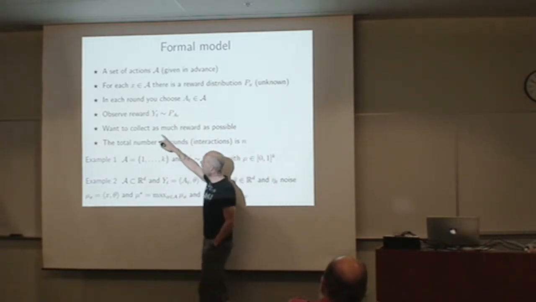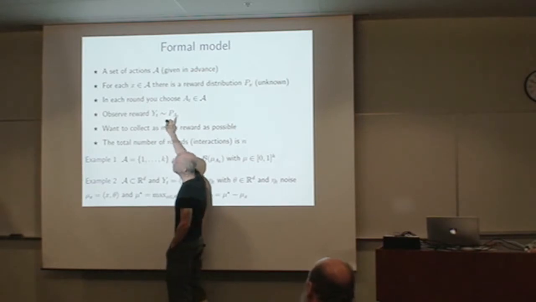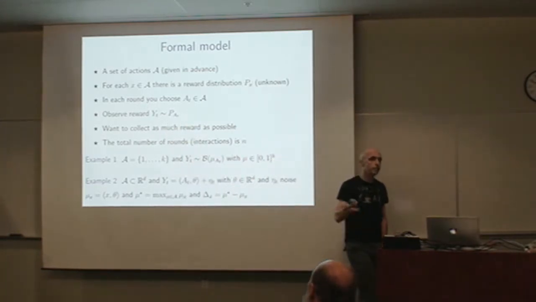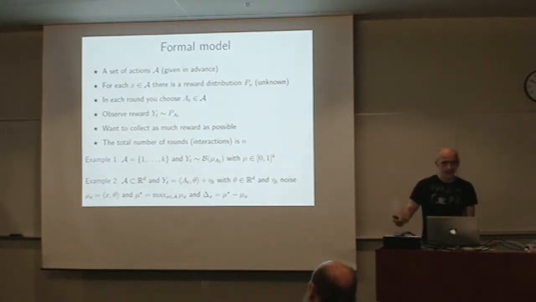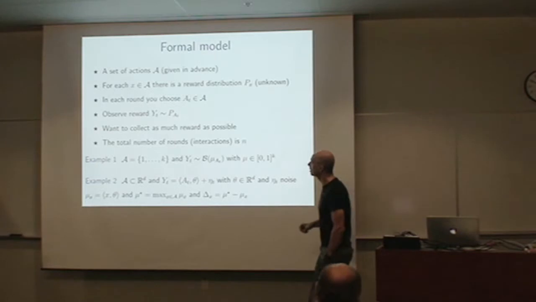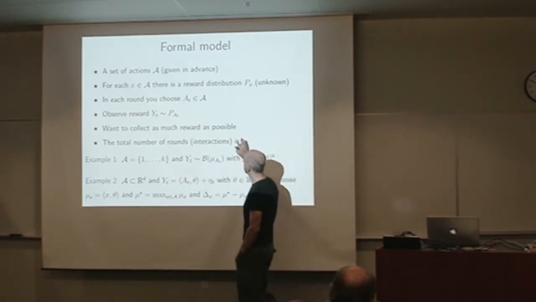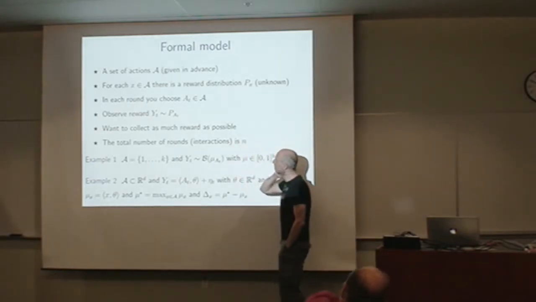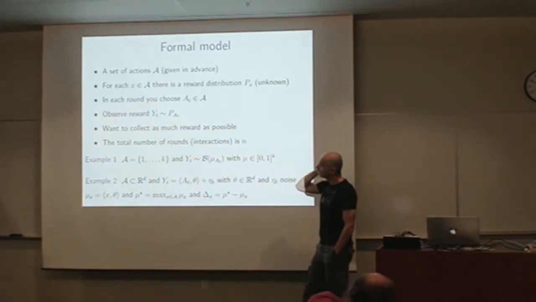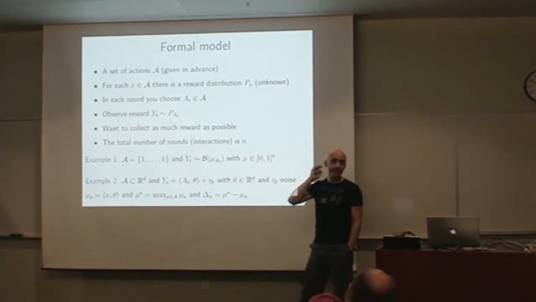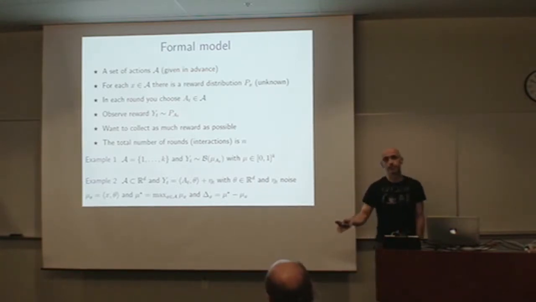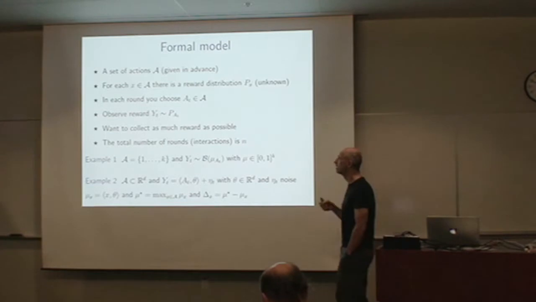You observe a reward from the distribution that corresponds to that. We call it the arm or action that you chose. And your goal is to collect as much reward as possible. And let's say the total number of rounds is n. So that's the basic setup. It's like a simplified reinforcement learning setup when you don't have state. Right? What can be simpler than this?